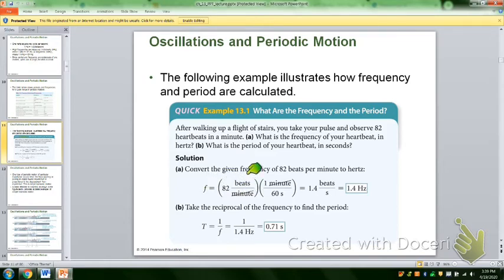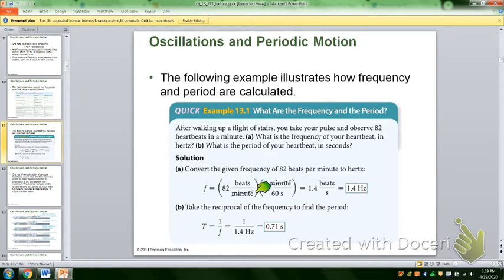Remember, in standard international units, we would use seconds, so they're converting this to seconds. 1 minute is equal to 60 seconds. This allows us to cancel minutes. And now I've got 1.4 beats per second, and number of cycles per second is known as hertz. And so 1.4 hertz is my frequency. So they actually gave me frequency to begin with. All I had to do was convert it into cycles per second.